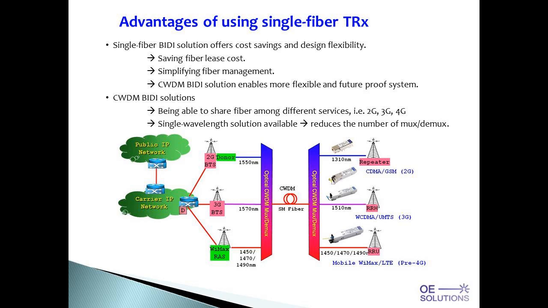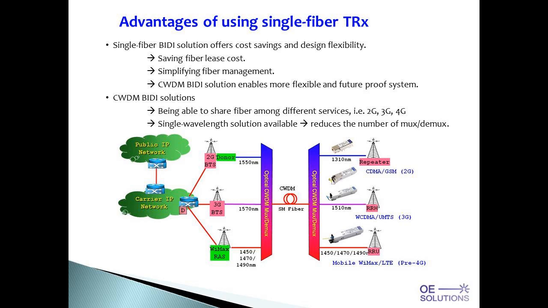In this diagram, I'm showing just an example of a wireless backhaul system that utilizes CWDM wavelengths. Here you have a 2G service, using 1310 and 1550 wavelengths. For 3G, you're using 1510 and 1570. Again, for each link, it uses two different wavelengths. But for the WiMAX case at the bottom, you do see 1450, 1470, and 1490, and then you can basically have three different links with the three different wavelengths.